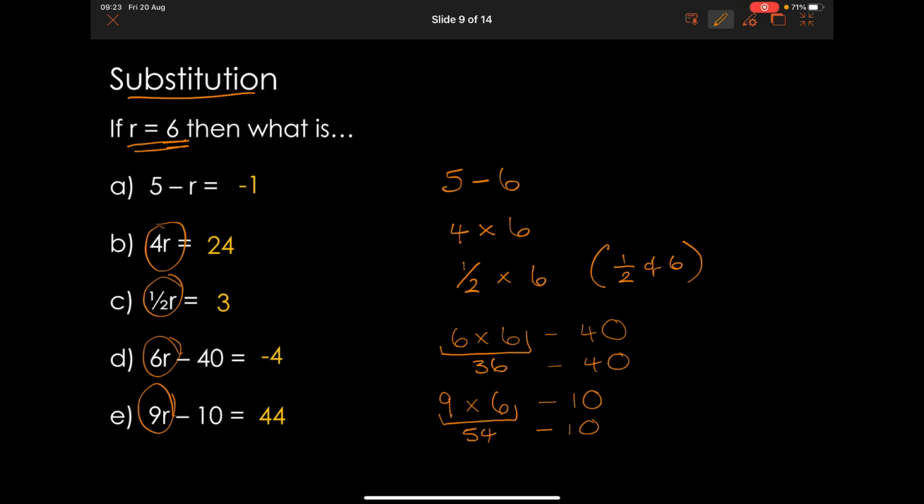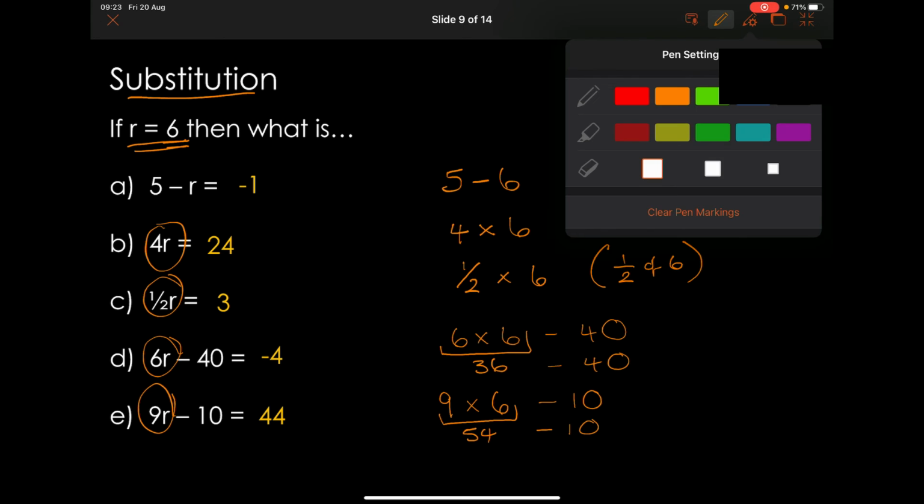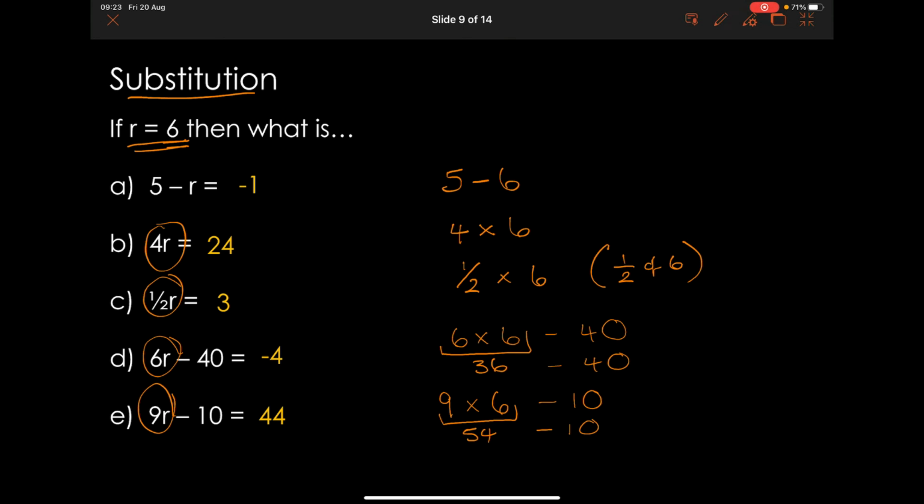R isn't always 6. They will tell you what the letter is, and it's also not always R. It could tell you that X is this, or Y is that, or whatever number or letter, but it will tell you what it is. Now then, we have more difficult questions that are based on formula and substitution.